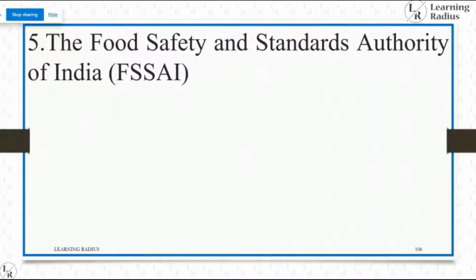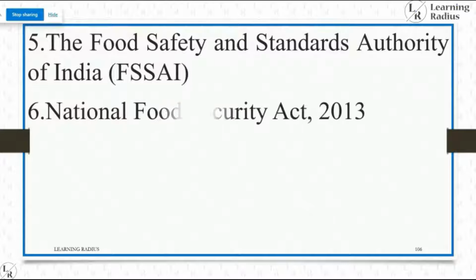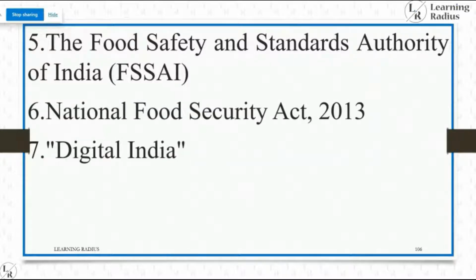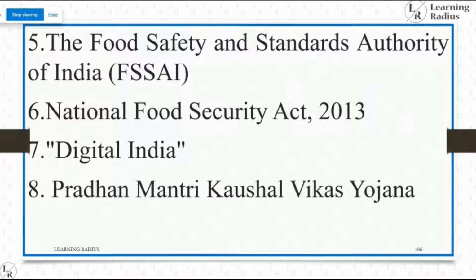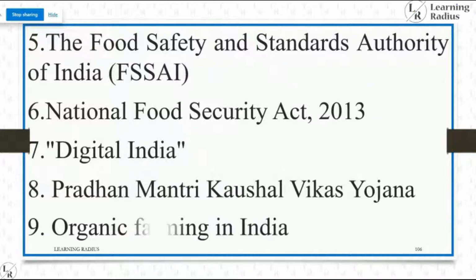Fifth one is Food Safety Standard Authority of India FSSAI. Sixth one is National Food Security Act 2013. Seventh one is Digital India. Eighth one is Pradhan Mantri Kaushal Vikas Yojana, and the ninth one is organic farming in India.